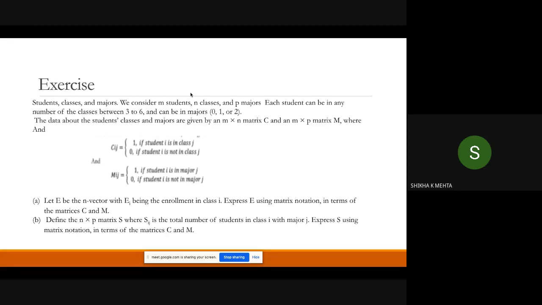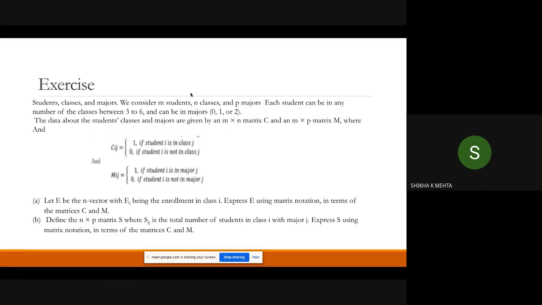The data between the students, classes, and majors are given by an M by N matrix C, and we write the major matrix M as an M by P matrix. See what the conditions are. Cij is equal to 1 if student i is in class j, and 0 if the student is not in the class. The second case is Mij is equal to 1 if student i is in the major, and equal to 0 if the student is not in the major.